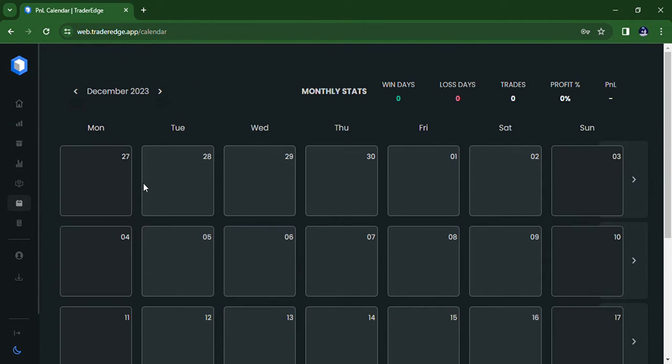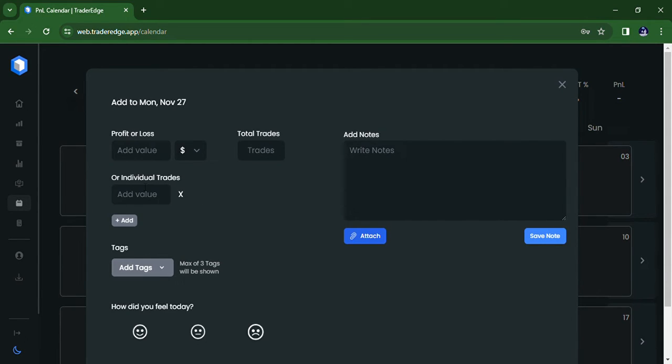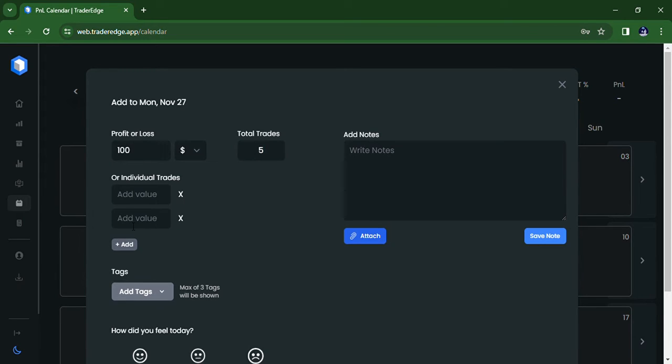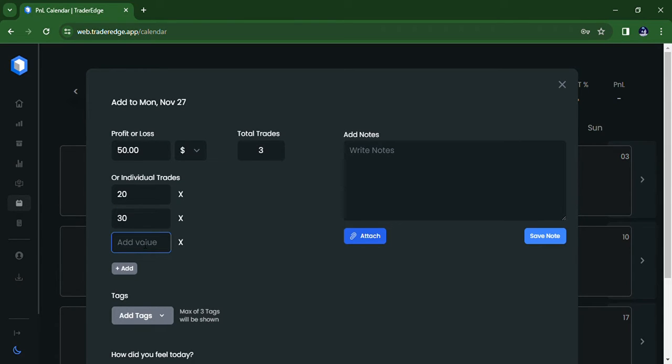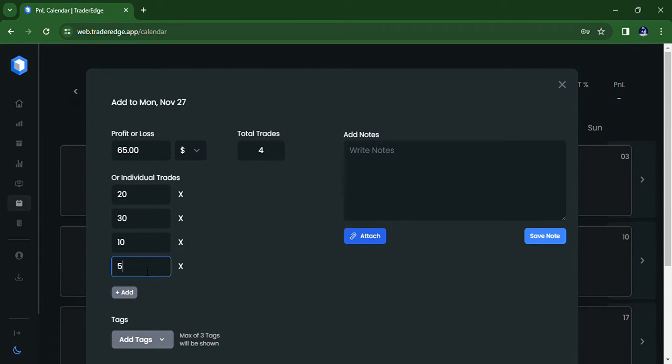And this is a profit calendar type of thing. You can just add, suppose I started trading on Monday the 27th, you can either just add a value in dollars and percent. Suppose I earned $100 on that date and I took 5 trades. Or I can add individual trades also. So you can add something like 20, 30, 50, 10, and break even. Okay, yeah, you took 5 trades.